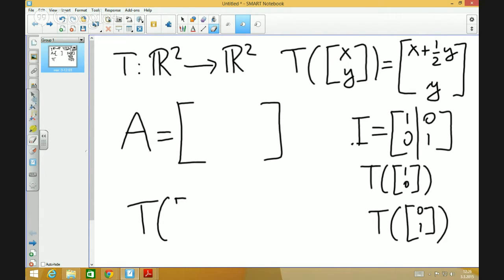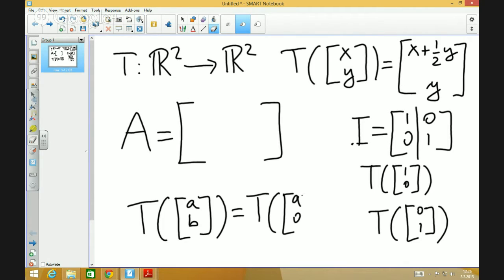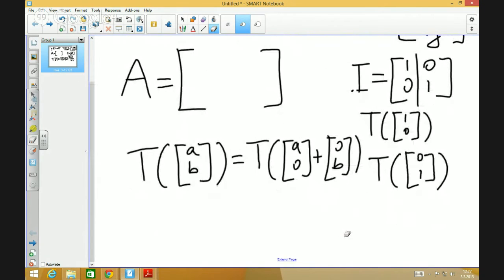Why would I know what T of (a, b) does, no matter what a and b are, if T were linear? Why is that? Well, let me give you another hint. I can actually write the vector (a, b) as the sum of two vectors, (a, 0) and (0, b). But now, since T is linear, what is this equal to?